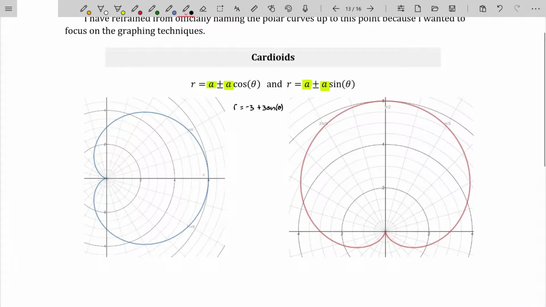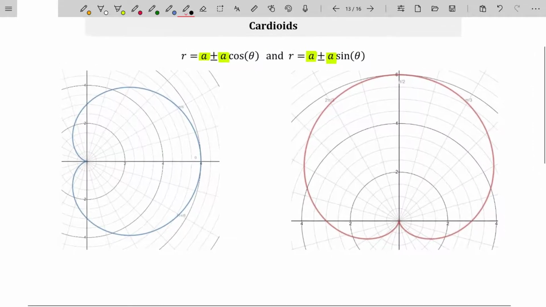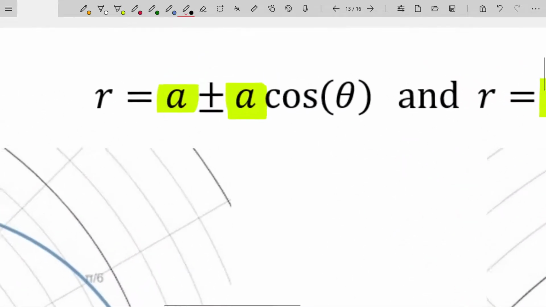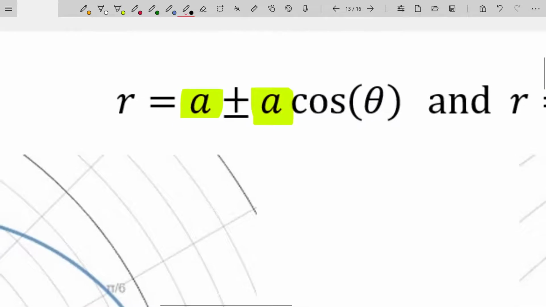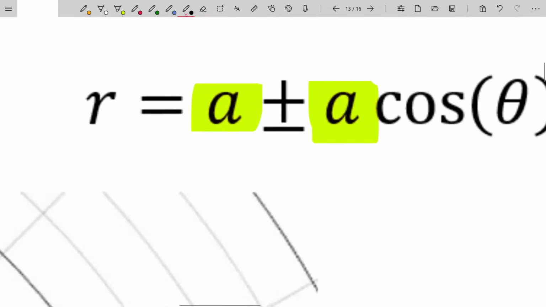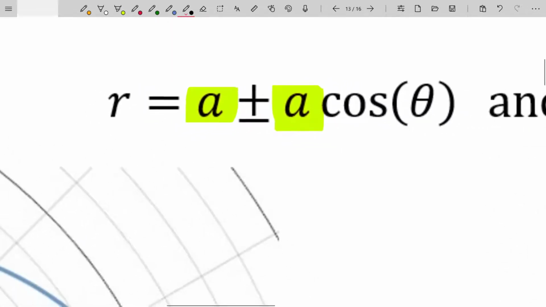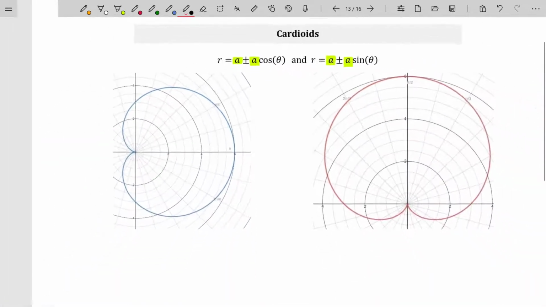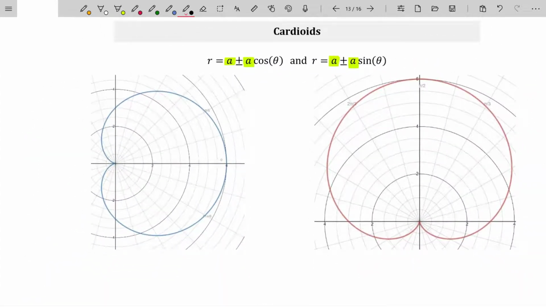So I don't really recommend you memorize that. Instead, just memorize the forms of these. If the coefficients of the cosine or the sine and the constant match in magnitude, you will get a cardioid. And you don't even need to memorize that if you could just draw it.